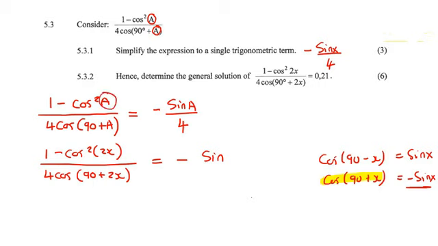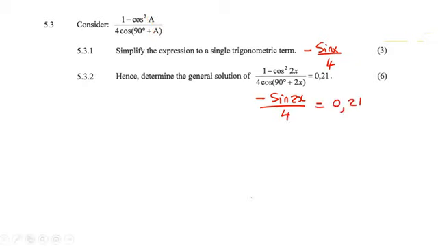So if this was a, and this one's a, now this one's 2x, so then this one also becomes 2x over 4. Okay, so that's what we can change this part into. So we can rewrite this equation now as minus sin 2x over 4 equals 0,21. And now this just becomes a whole brand new general solution question. So what we need to do is try to get this sin 2x by itself.